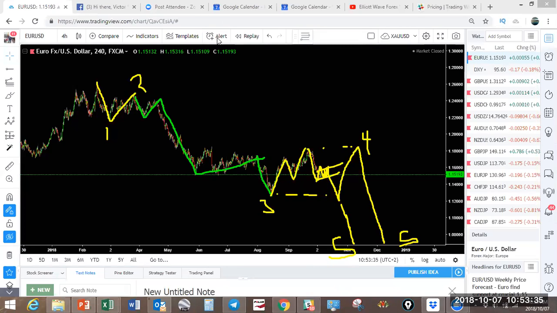If you like numbers, you can just label the lower degree 1, 2, 3, and then a 4, and this 4 would have been that triangle that we looked at. This would have been this triangle here. Okay, so that's what we looked at. So, clear structure on the Euro US dollar.